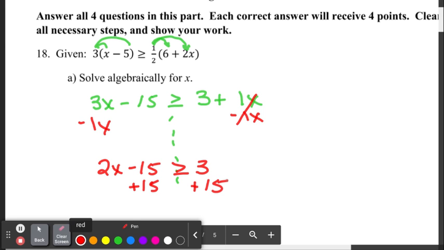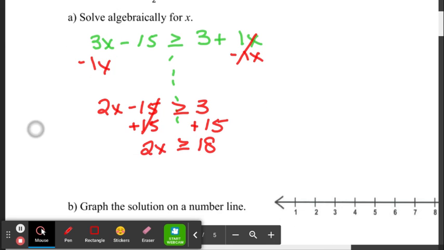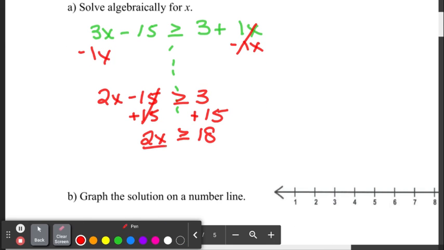So I'm moving my plain numbers to the right-hand side. 2x greater than or equal to 18. Make some more room. To get x by itself, divide by 2. And you get x is greater than or equal to 9. Now for this section, I would expect that you would show your work for this. Generally, you don't do algebra in your head. It's like writing an essay. You have to explain what you're doing. You have to show work.